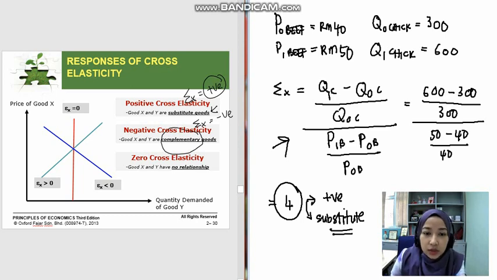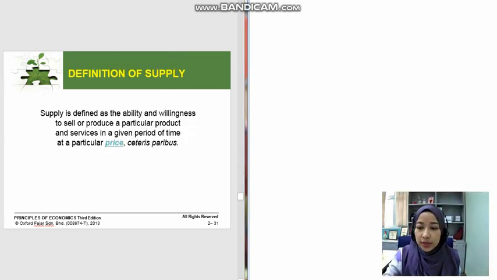And if you get your answer as 0, it means that product X and Y have no relationship with each other. They are completely different products. They are not related to each other. So you will get your answer as 0. Okay, so basically we are done with demand.